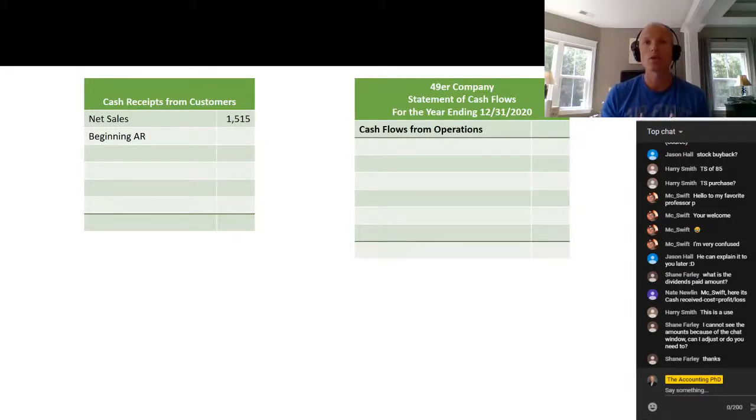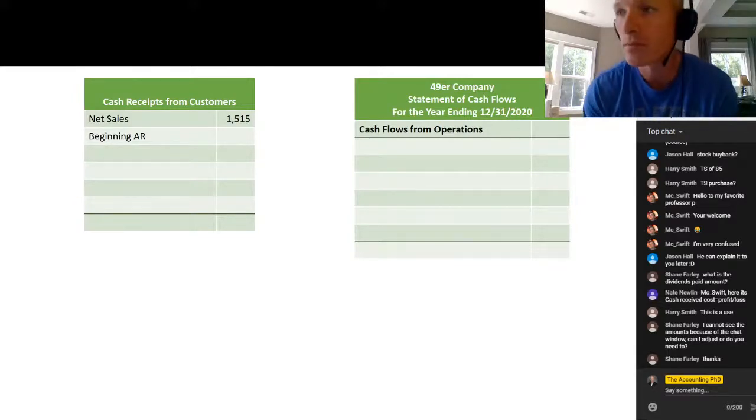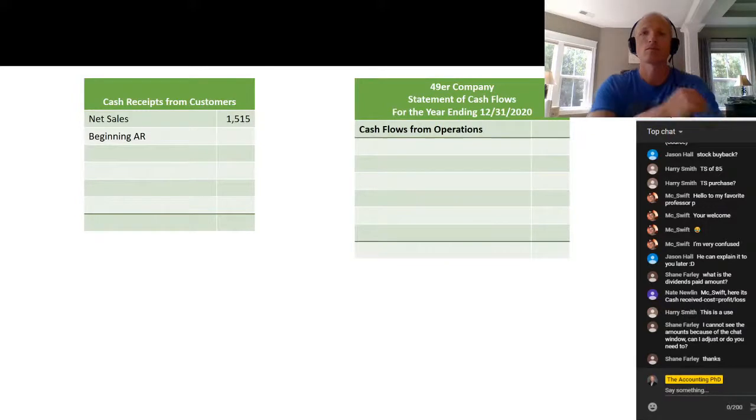And so with this adjustment, this beginning AR, should this be a positive? In other words, is this an additional source of cash? Or is this a negative? Is this a use of cash? So in the chat, is this a source or is this a use? So positive or negative when we're talking about this adjustment?